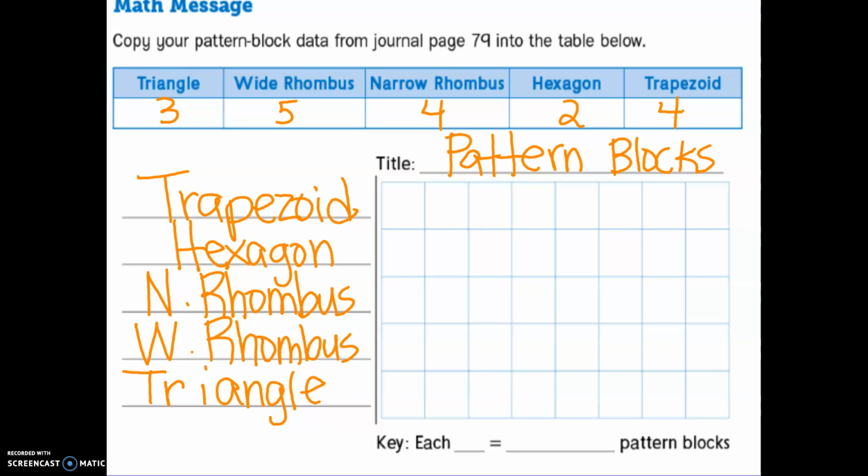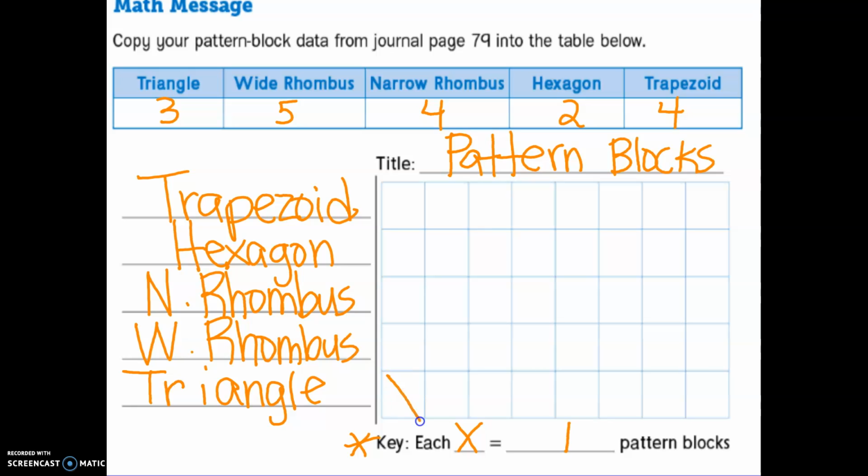Okay, now I want you to focus down here where it says the word key. When we make a picture graph, we use a symbol to represent a certain number of objects. So I'm going to use the symbol, just simple. I'm going to make it be an X. And each X on my picture graph is going to equal one pattern block.